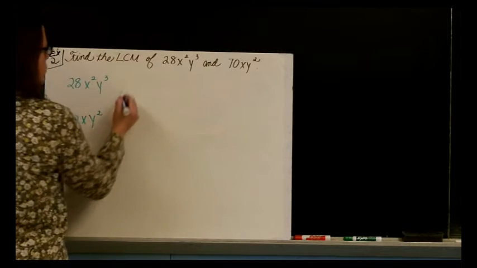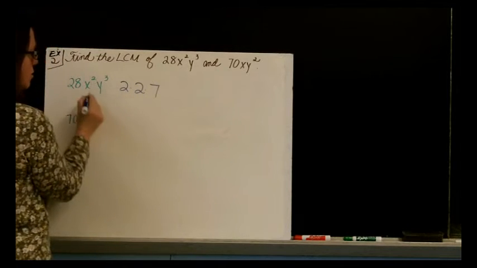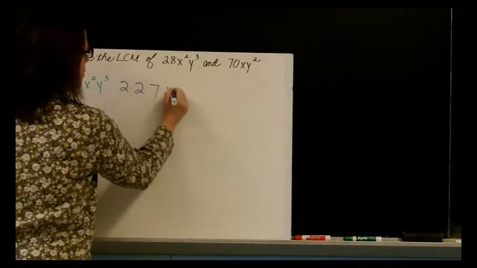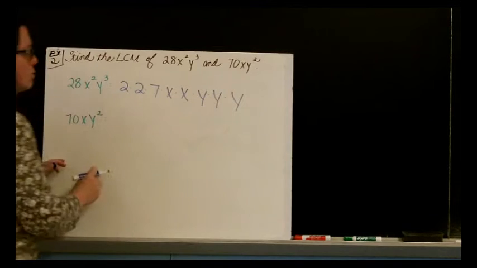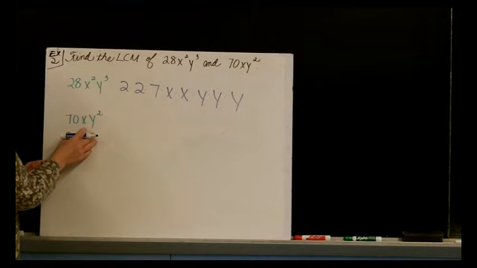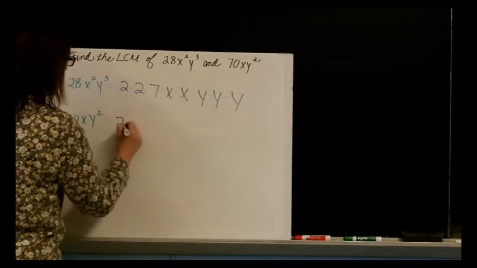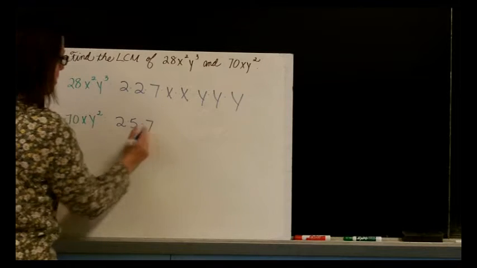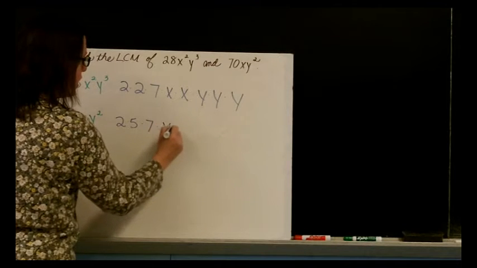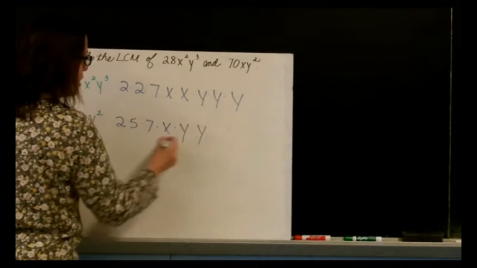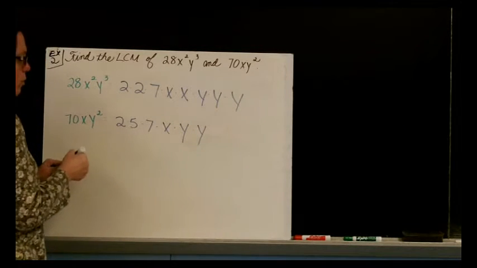The prime factors of 28 are 2 and 2 and 7. And the expanded form of our variables is x times x times y times y times y. Next, our next monomial, the prime factors of 70 are 2 times 5 times 7, and then the expanded form of our variable terms, x times y times y. Following our steps, we'll now circle what we have in common.